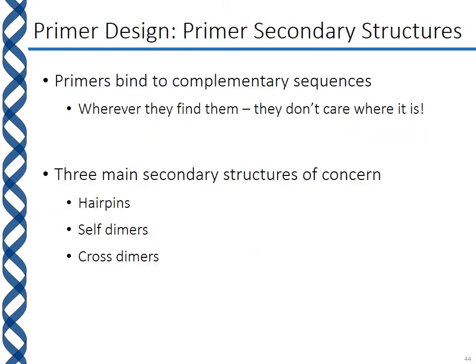Okay, the last important concept of primer design that I want to cover is secondary structures in your primers. So it's important to realize that primers will bind to their complementary sequences wherever they are. They don't care where it is. And the implications of this can manifest in 3 different types of secondary structures: hairpins, self-dimers, and cross-dimers. So let's take a look at each of these individually.